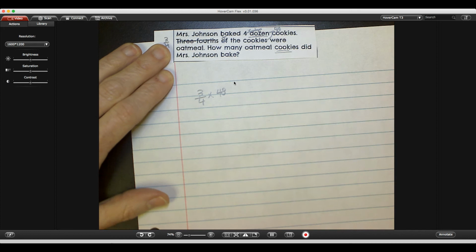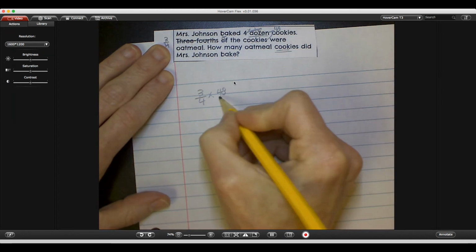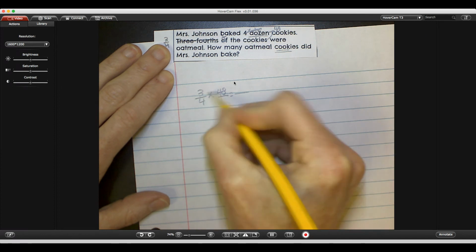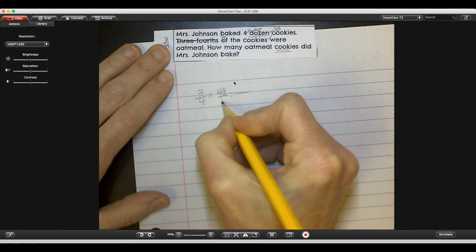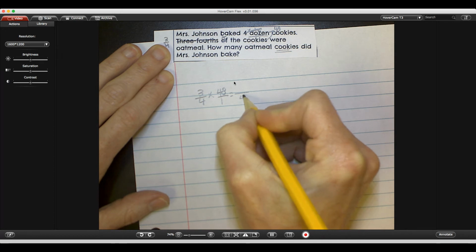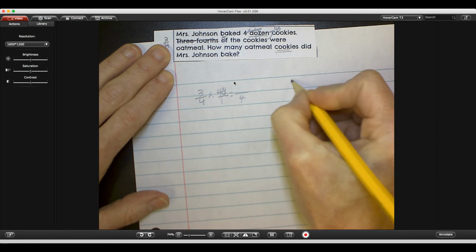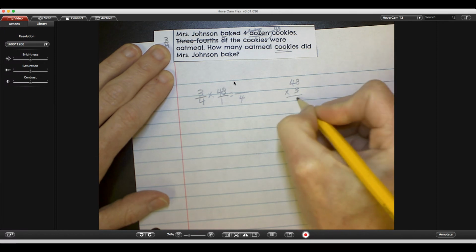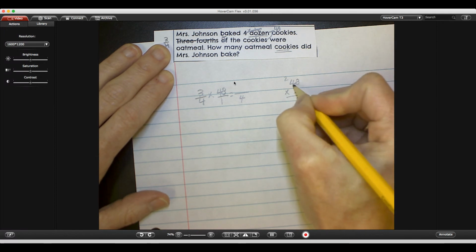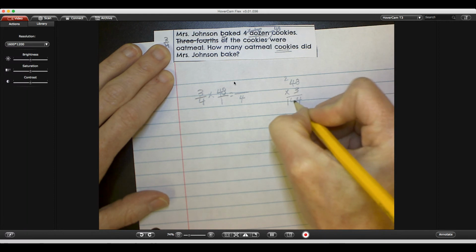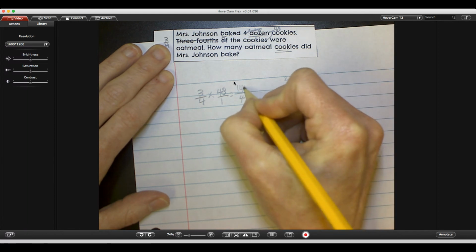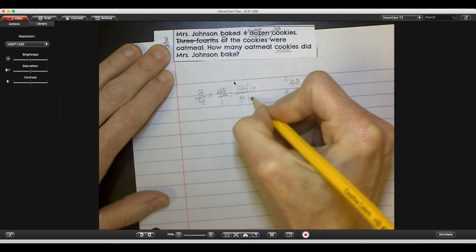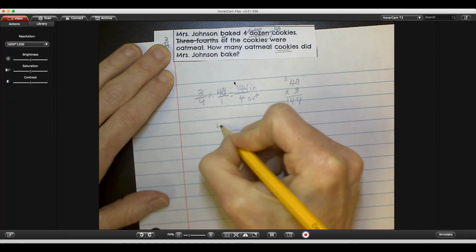When I'm multiplying whole numbers with fractions, the whole number goes over 1. I don't need common denominators because I say numerator times numerator and denominator times denominator. I know 4 times 1 is 4, but I'll work out 48 times 3 on the side. 3 times 8 is 24, carry the 2. 3 times 4 is 12, plus 2 is 14. So 144 over 4. I can't leave it as an improper fraction, so I do in and out.